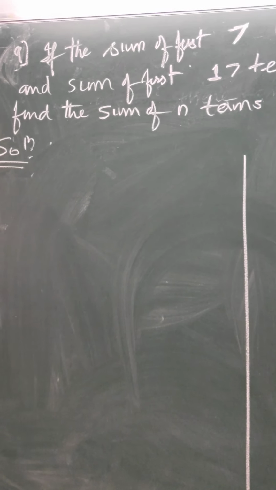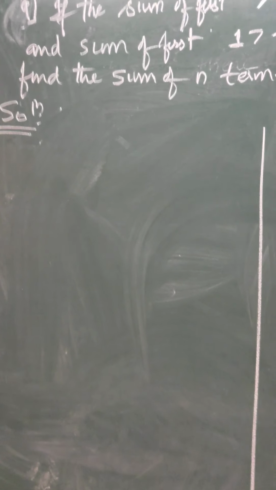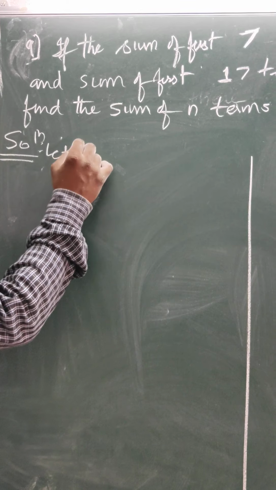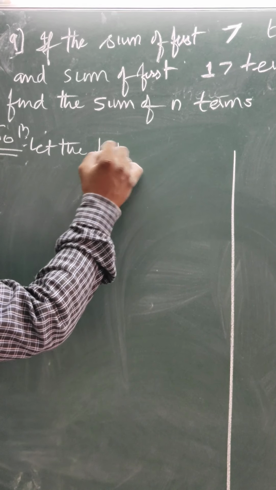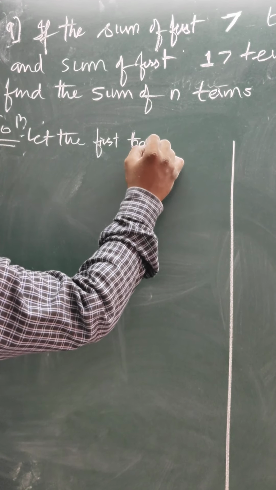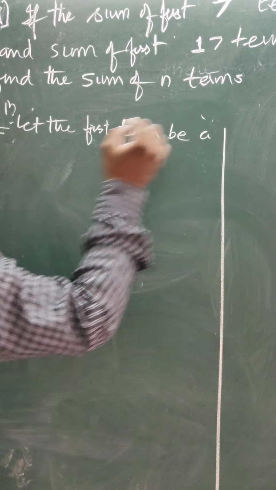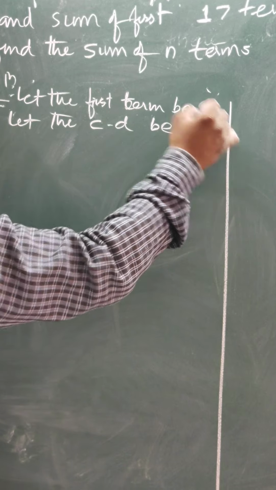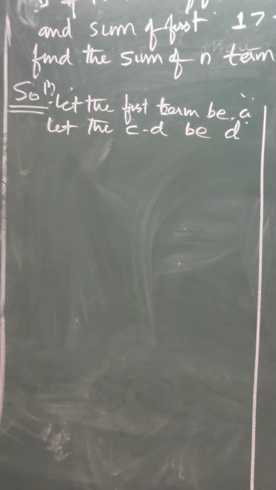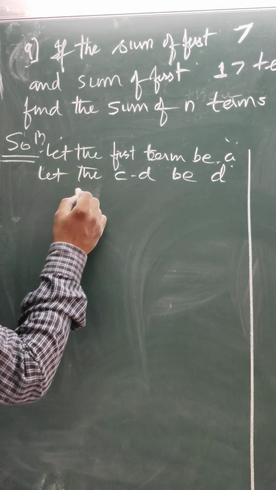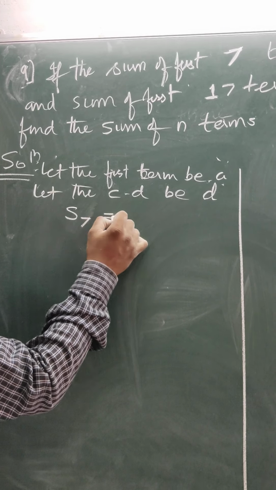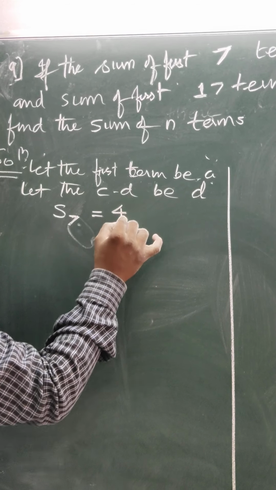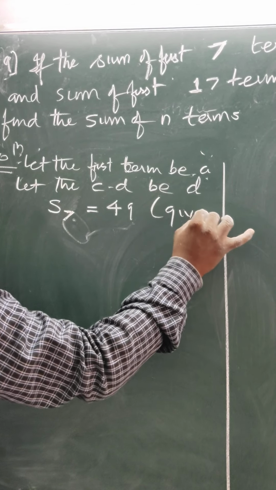Now since in this question we don't have the value of a, we don't have the value of d, we can assume that the first term be a and the common difference be d. Now since we know the sum of 7 terms, S7 is given, this is 49, given in the question.